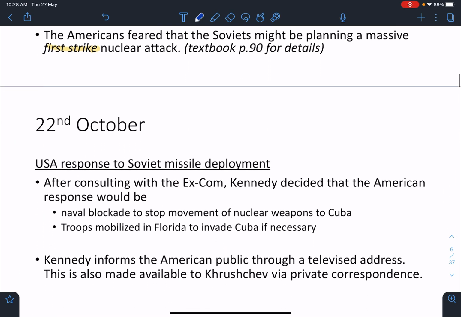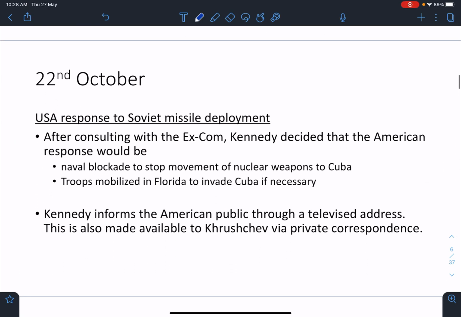So what happens is that the USA responds. You notice that in between the 16th and the 22nd, there's nearly a week, but there's a reason why they take so long to respond, because they need to make a choice, right? The slower you respond, the slower the tensions build up, okay. What is the EXCOM? Please go and read your textbook. It is basically the executive committee, and here this is the American response, the naval blockade, which we have already discussed, okay. And so Kennedy informs the American public through a televised address.